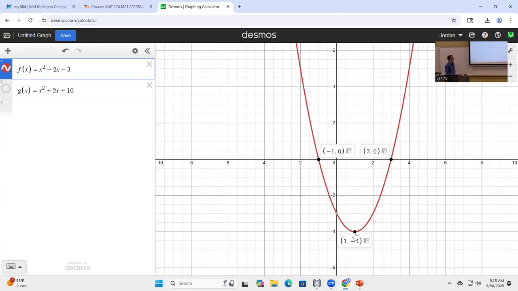Also notice that it's smooth. It's continuous. When I say smooth, I mean no sharp corners. So there's no sharp corners. It's continuous. It's a really nice graph. The end behavior, as you move to the left, it goes off to positive infinity. As you move to the right, it goes off to positive infinity.